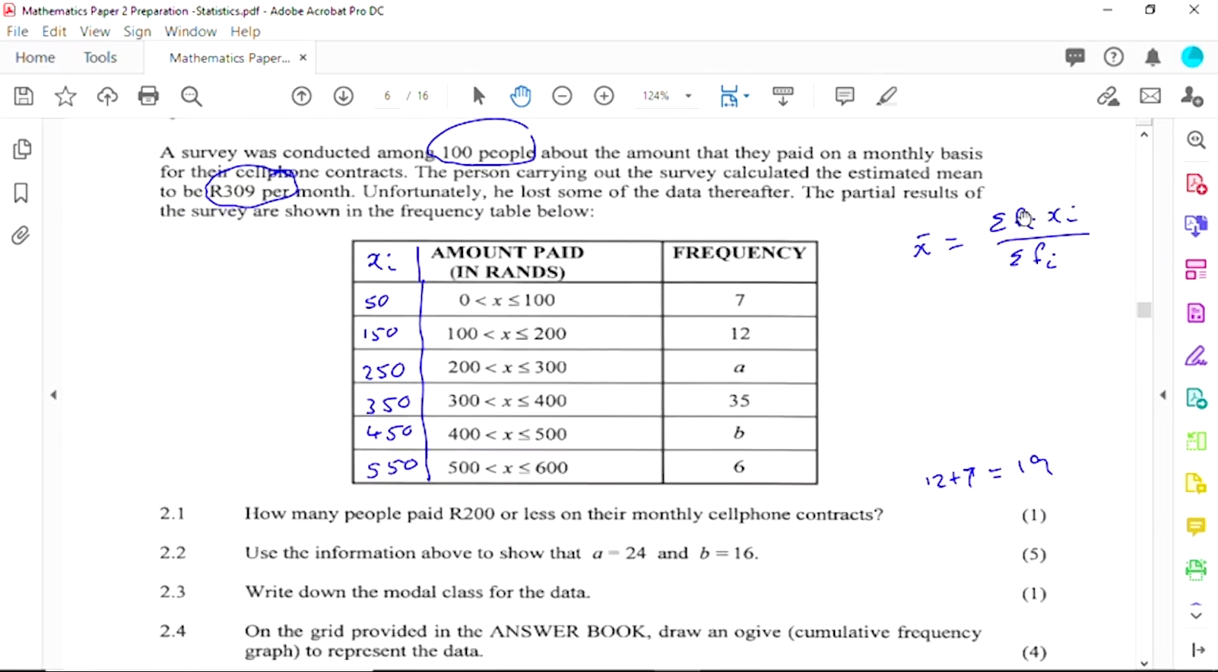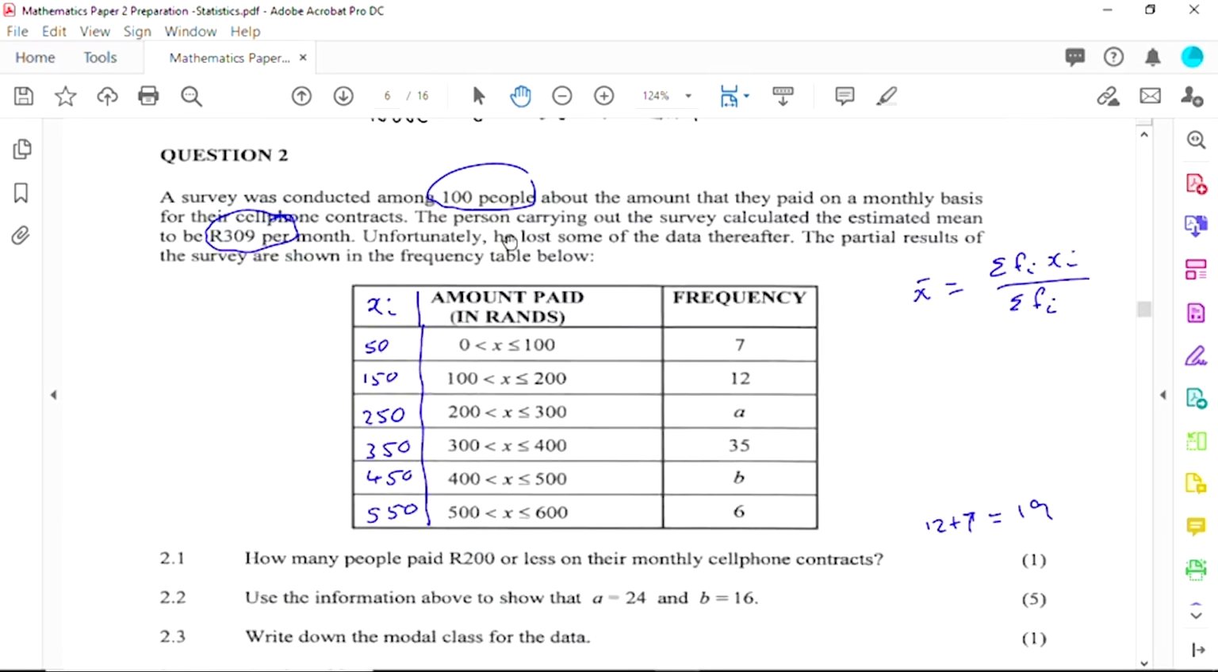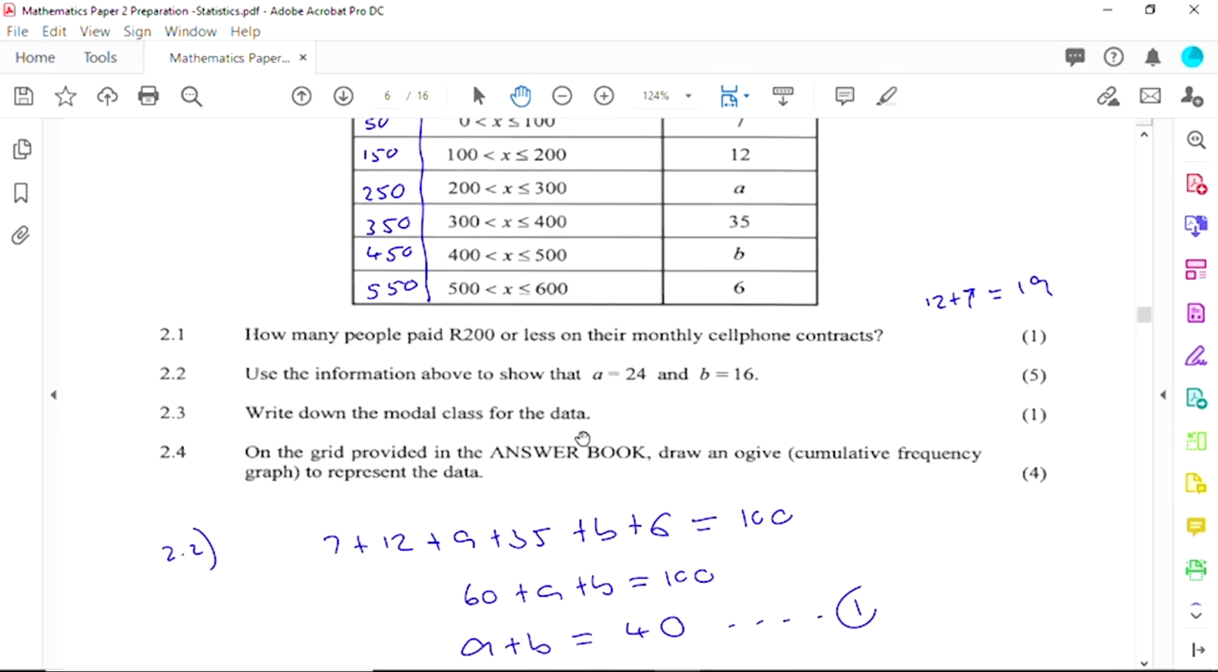And we're looking for the sum of the fi times the xi. So we're multiplying these two values and we add them. So we have x bar is equal to the sum of the fi's times the xi's divided by the sum of the fi's. X bar is given, it is 309, and the sum of the fi's is also given, it is equal to 100. You just need the sum of the fi's times the xi.